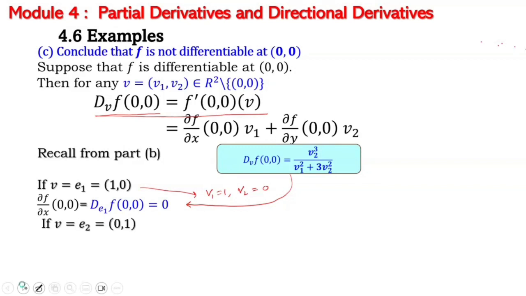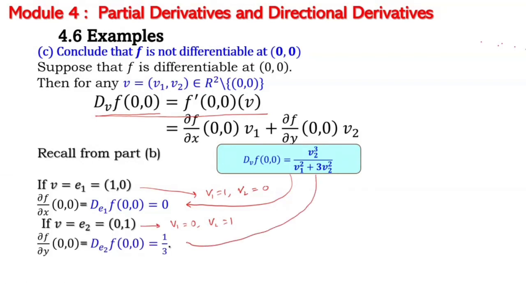Therefore the partial derivative of f with respect to x at the point (0,0) is 0. Same way, if we take e2 = (0,1), in this case v1 is equal to 0 and v2 is equal to 1. Again from this relation we get that the partial derivative of f with respect to y at (0,0) is equal to 1/3. So we got the relation here.